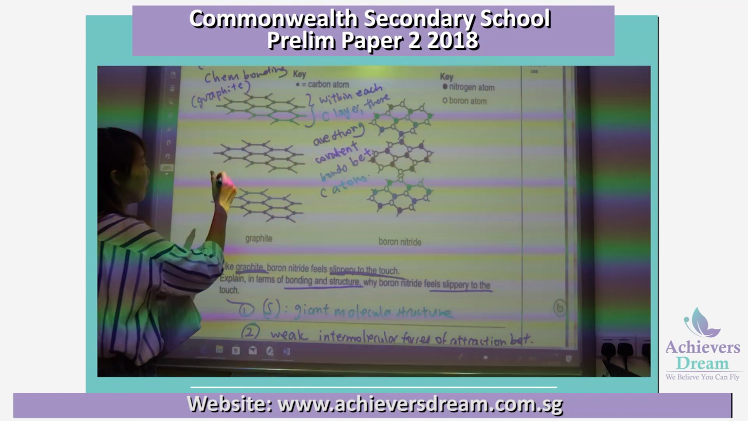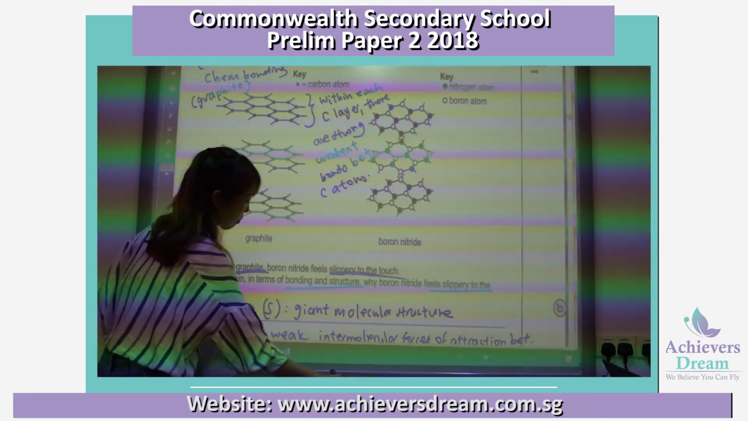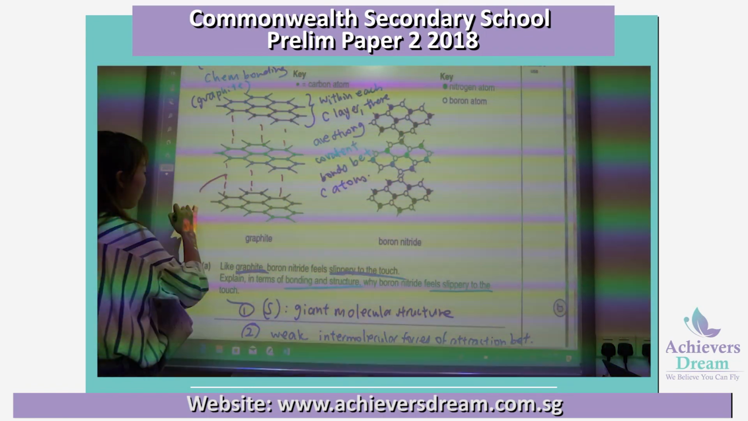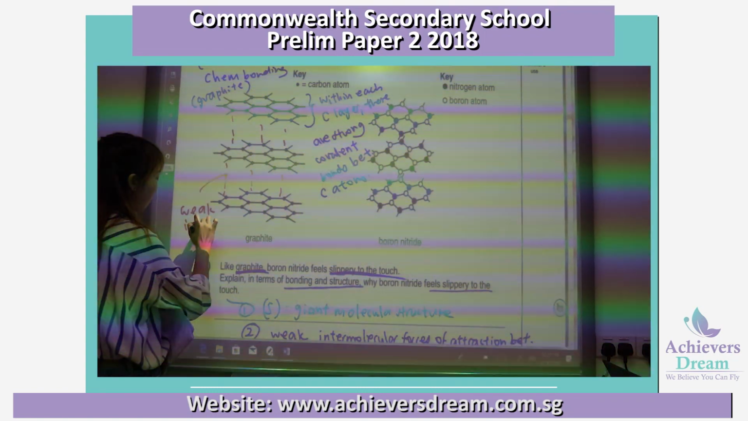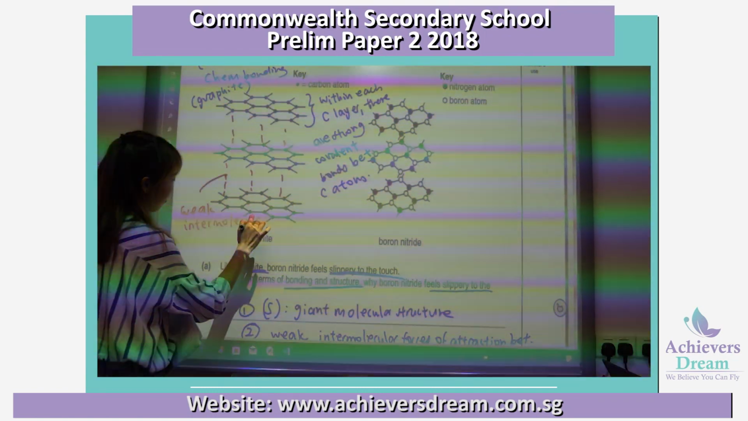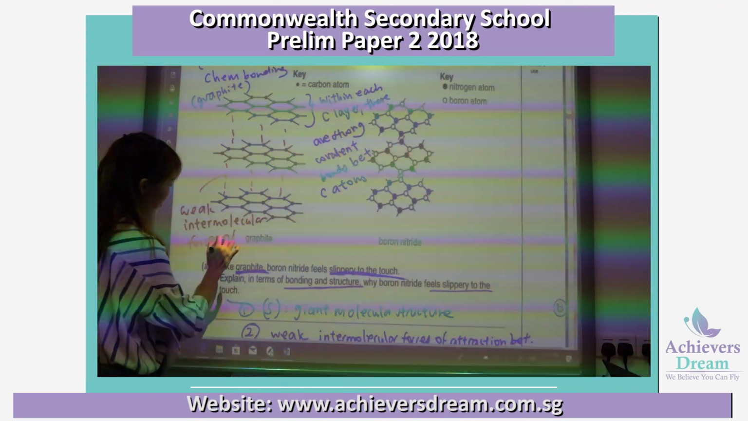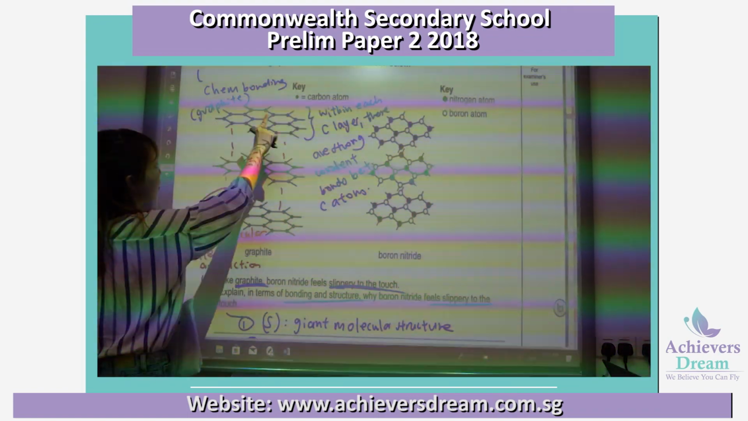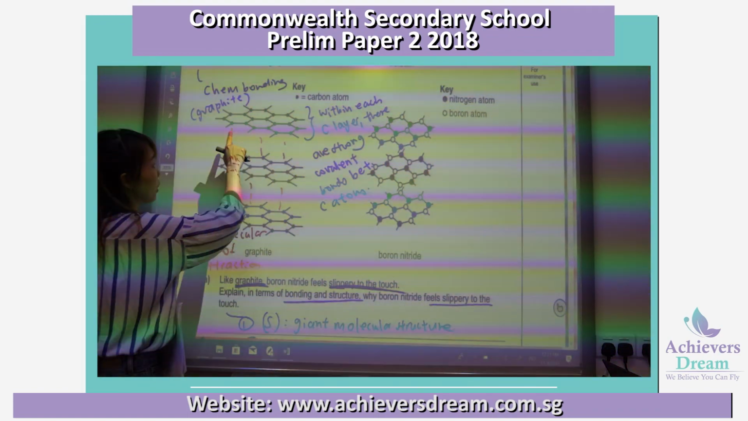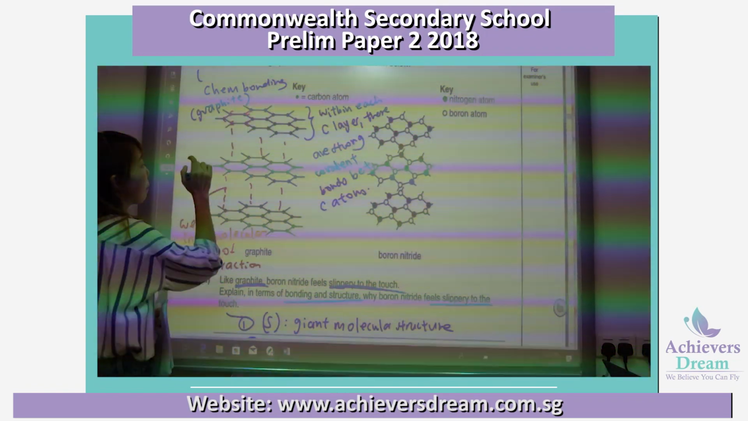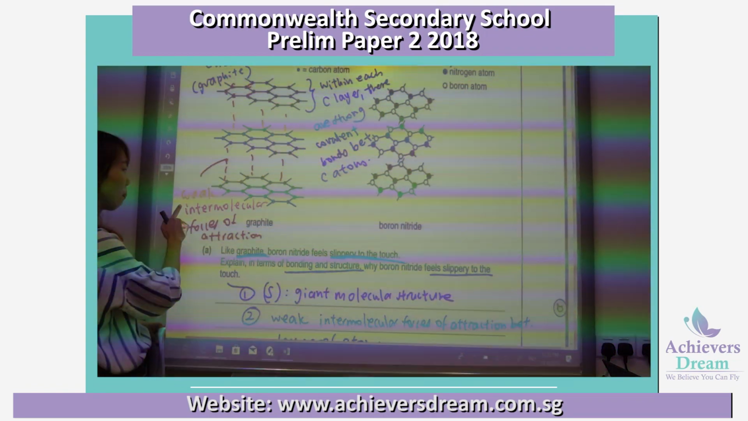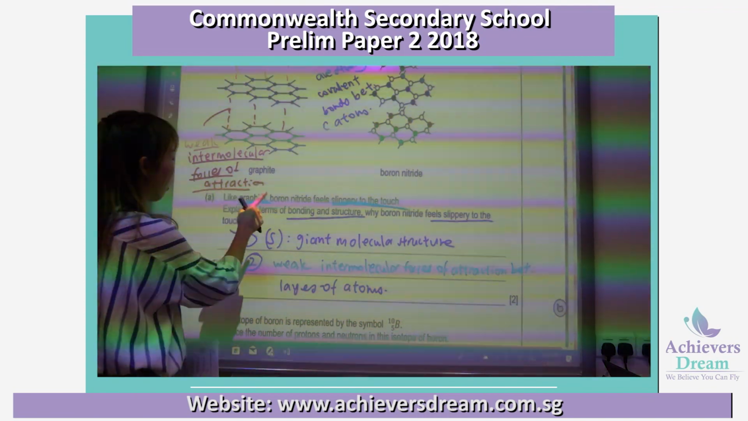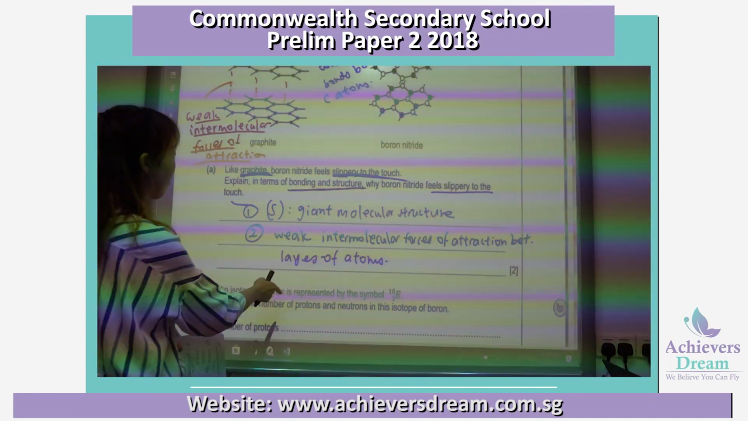But in between the different carbon layers, in between the layers is actually held by your weak intermolecular forces of attraction. So I repeat again. Within each carbon layer, there are strong covalent bonds between your carbon atoms. But in between your carbon layers is actually held together by weak intermolecular forces of attraction. Now we're focusing on the weak IMF forces between your layers of atoms.